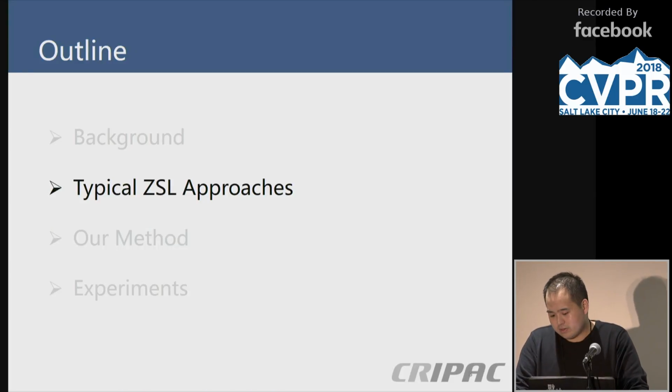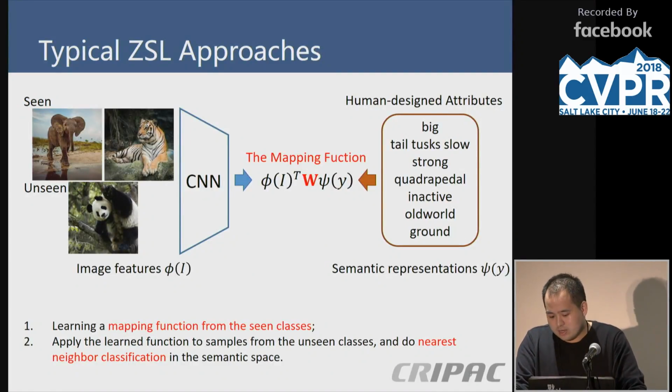Then I will introduce the typical zero-shot learning approaches. And the basic idea is to learn a mapping function from the vector space to the semantic space. During training, our goal is to learn such a function from seen classes, and then we directly apply the learned function to project the images of unseen classes to the same semantic space. And finally, we could use nearest neighbor classification to perform the prediction.